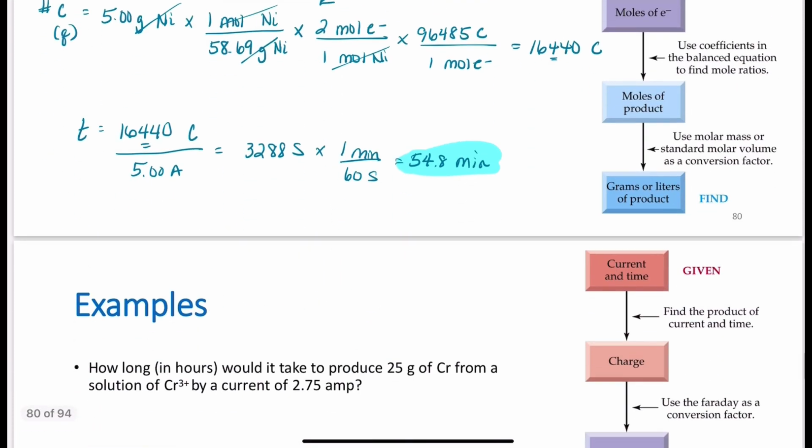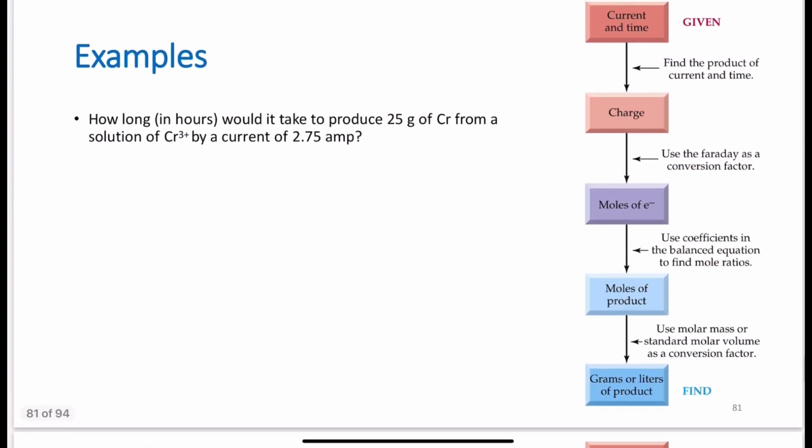Let's see, what is the next one? How long in hours would it take to produce 25 grams of chromium from a solution of Cr3+ by a current of 2.75 amps? So I've got my current, I know my mass, I want to find time, this time specifically in hours. It's going to give it to me in seconds, I'm just going to have to convert.